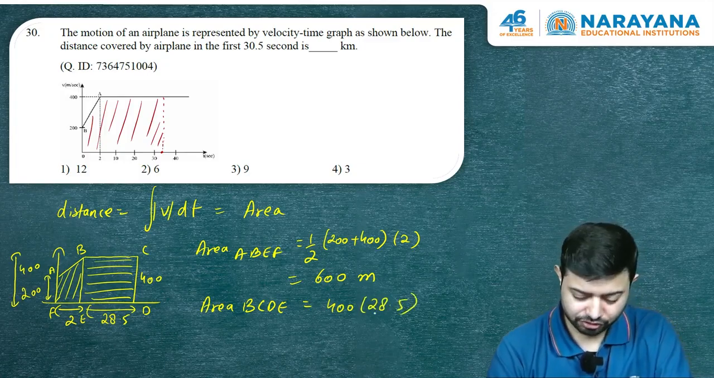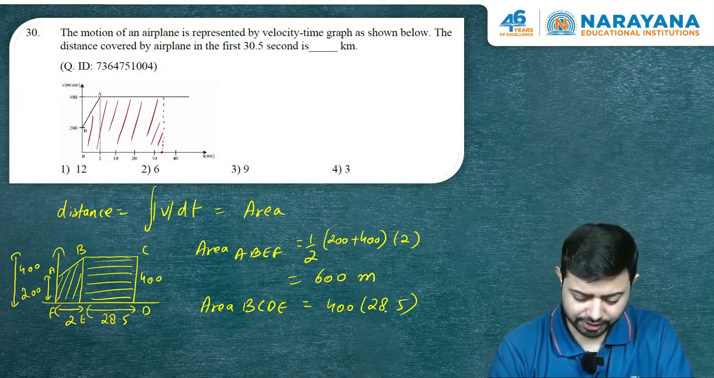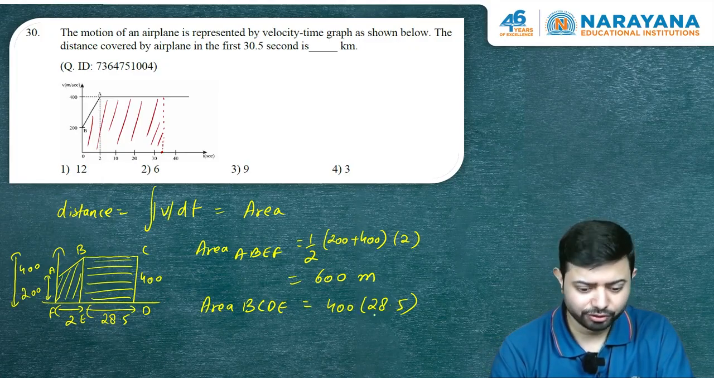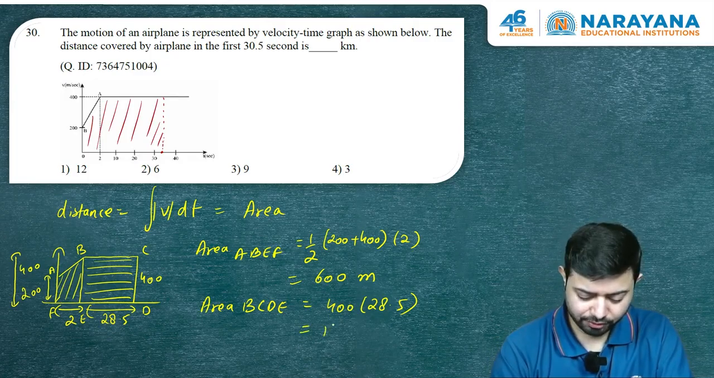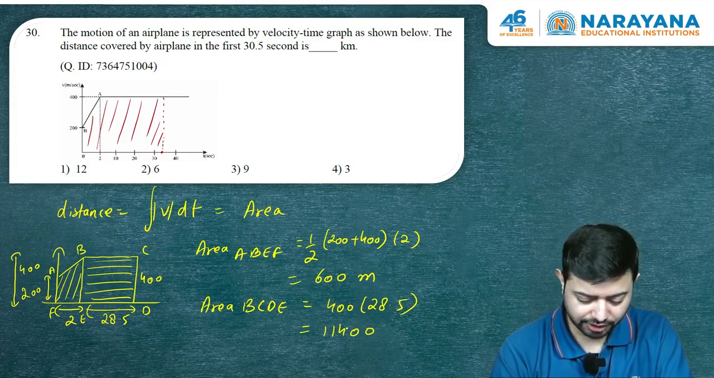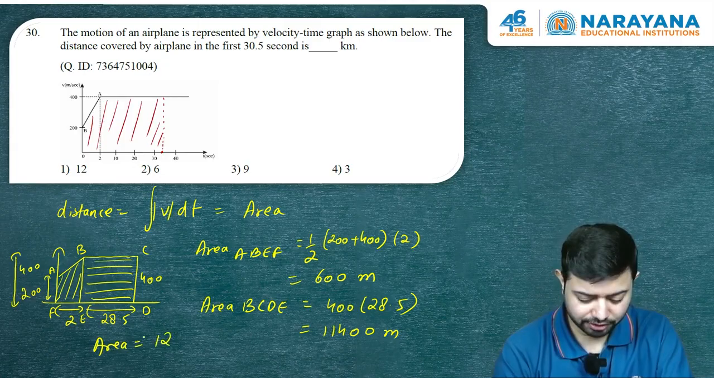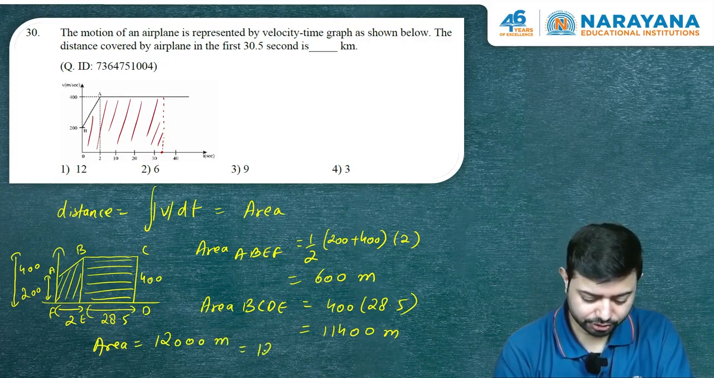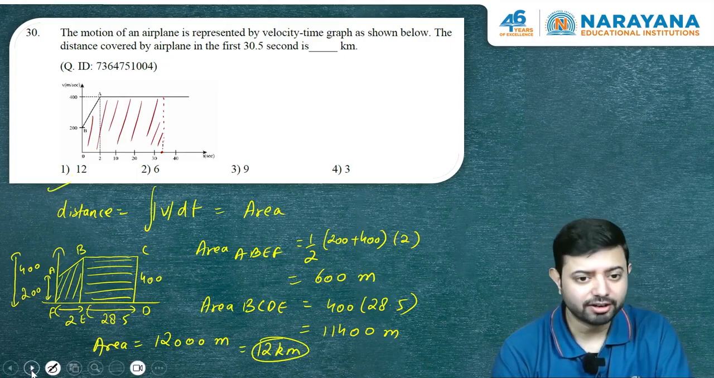So you can see here, 128 into 4, you know it already, it is 112, and there is a 0.5, and 0.5 into 4 is going to give you 2, so 114. So overall it is 11400. Now what is the total area? If I calculate, 114 plus 6 is going to be 120 100. That is in meters. In kilometers it is 12 kilometers. That is my answer, which is option number 1. So let us see the next question.